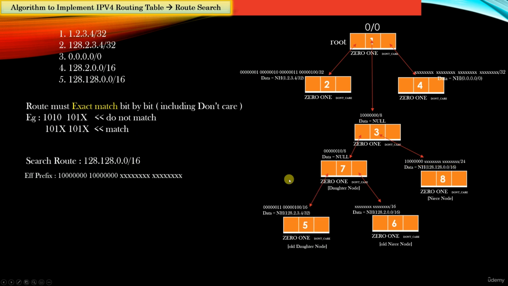Let us execute the route search algorithm for another example. So for example, let us suppose that I want to search this route in this mtry data structure. So again, convert this route into its effective prefix.